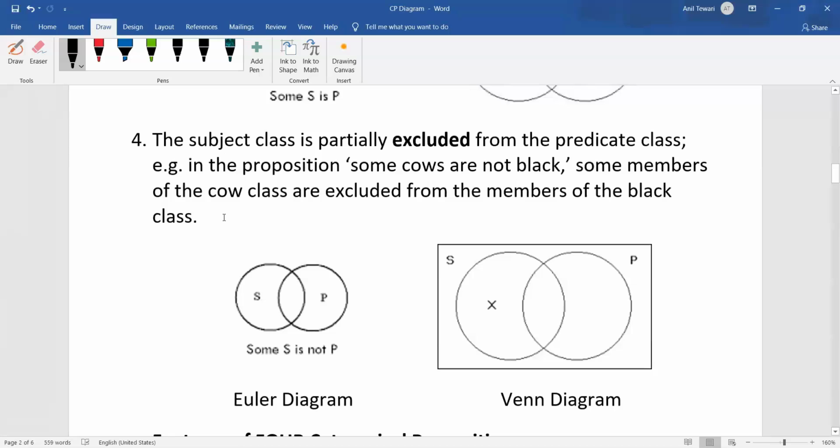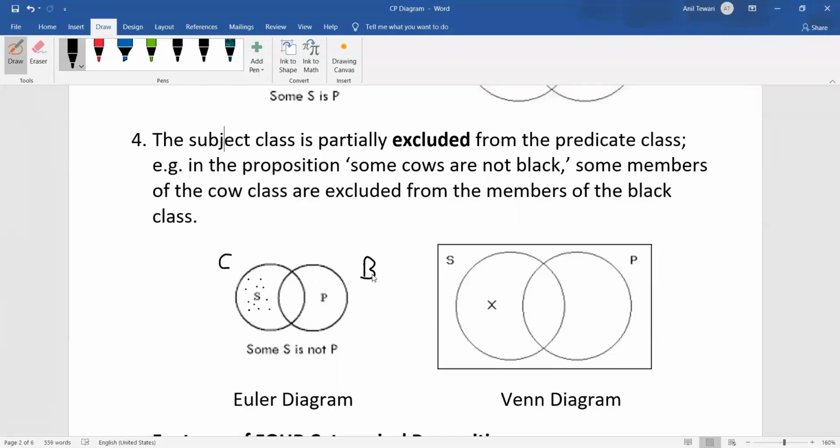Then the fourth possibility is that some members of the subject class are outside the entire predicate class. From the whole of predicate class, some members are out. So here in this area, you have some members which are not members of predicate class. Consider this is the cow class and this is the class of black. So we say that some cows are not black, right? Some cows are excluded from the entire class of the black objects or the black things, right?